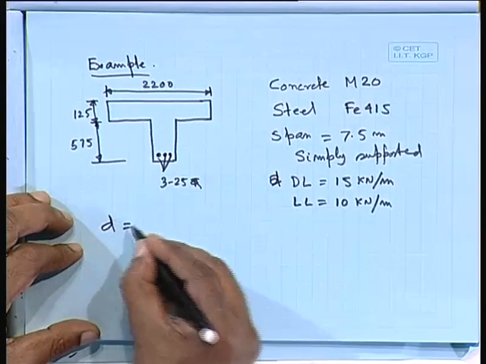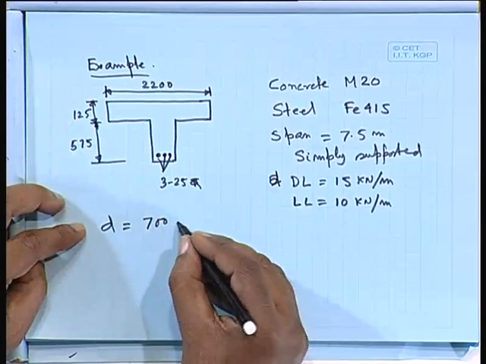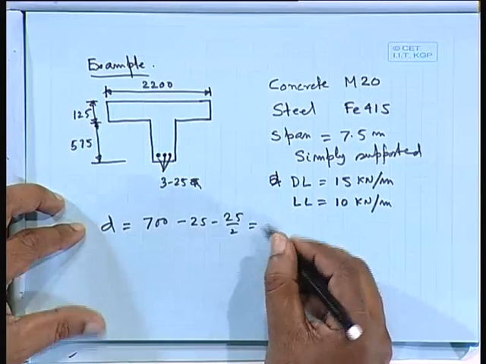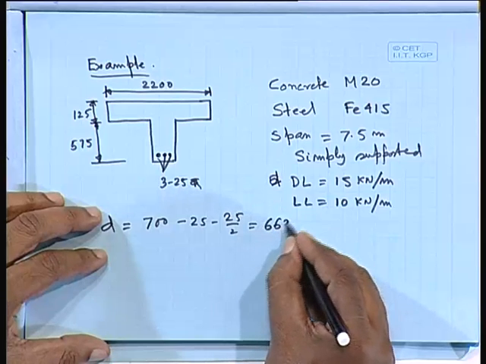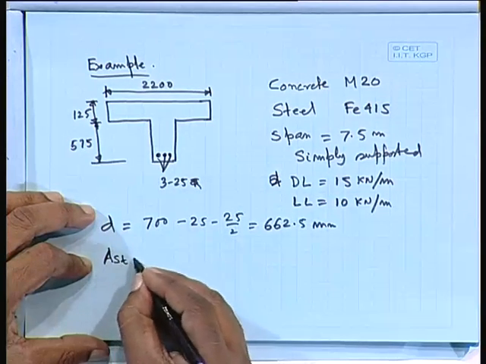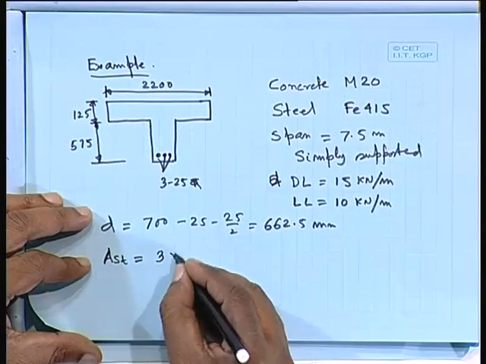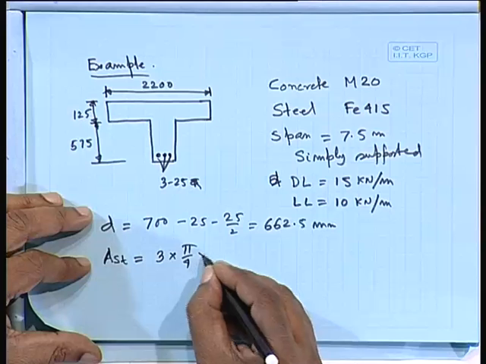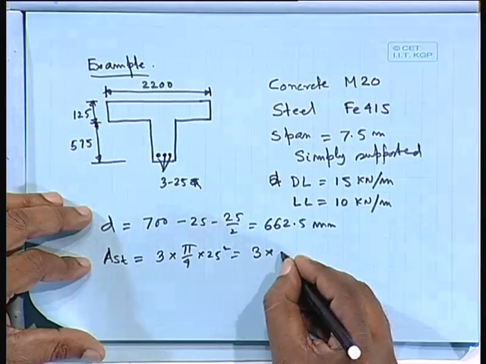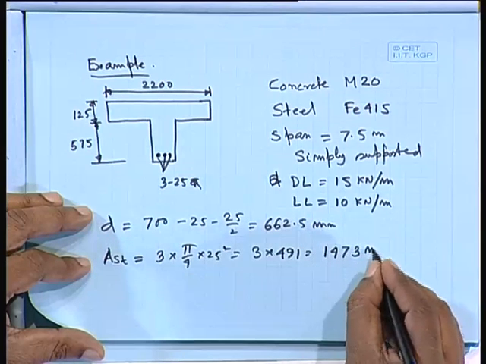d equal to 700, overall depth 700, minus cover minus 25 by 2, it comes as 662.5 millimeter. Area of steel, that is 3 into pi by 4 into 25 square. So, 3 into 491, 1473 square millimeter.